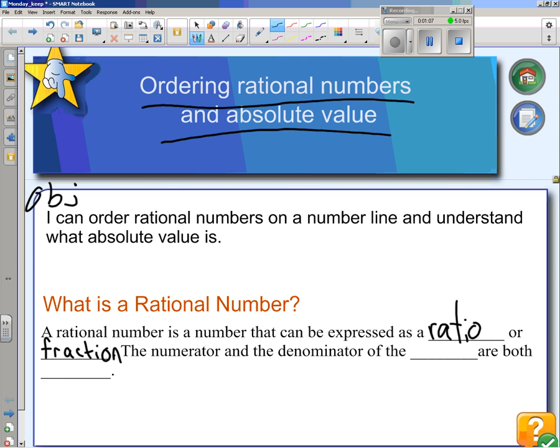The numerator and the denominator of the fraction are both integers. And you may recall that an integer can be any of the whole numbers and their opposite. So it could be 3, negative 10, 20, etc. An example of a rational number might be negative 3 over 11. Both the numerator and the denominator are integers. Take a minute to write that down.